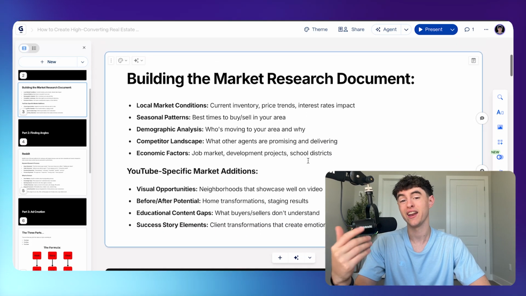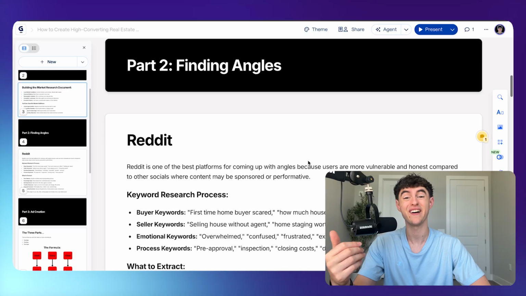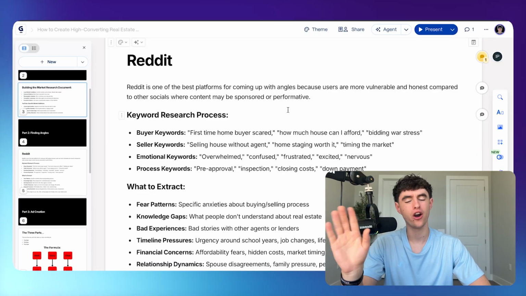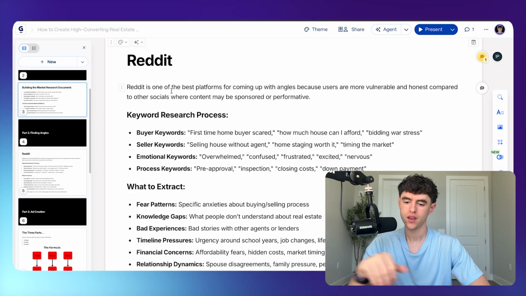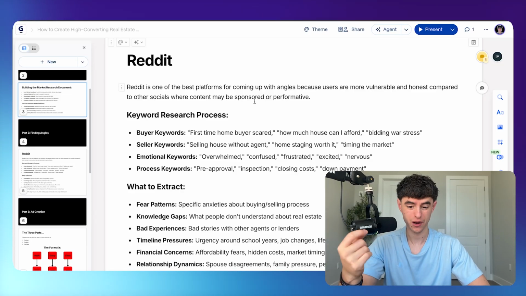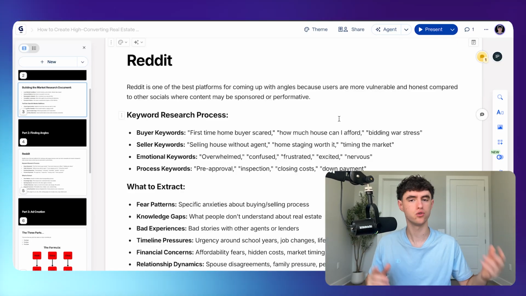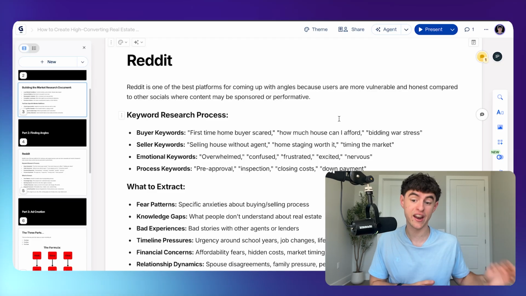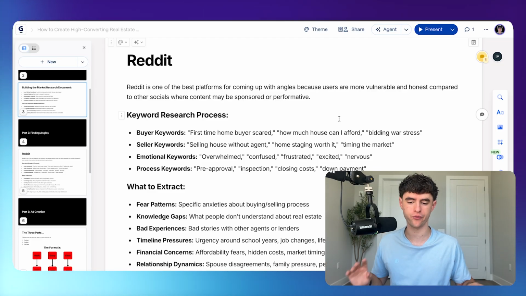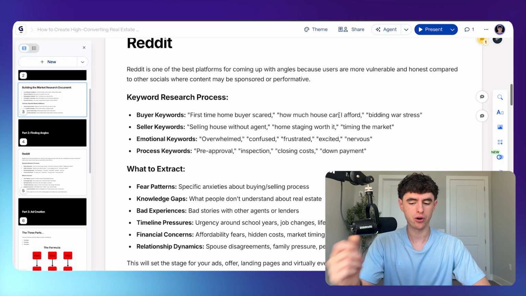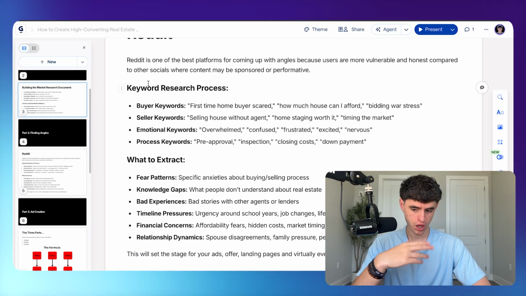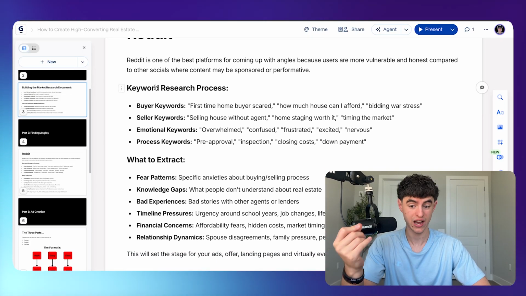And then you can move on into step number two, which is finding the angles. By far, hands down, the best way to find angles is by going on Reddit, because it's one of the best platforms for coming up with angles, because most of the time users on there are very vulnerable and honest compared to other social media platforms where it's usually sponsored or performative. And what you're gonna wanna do is search certain keywords on these sites.